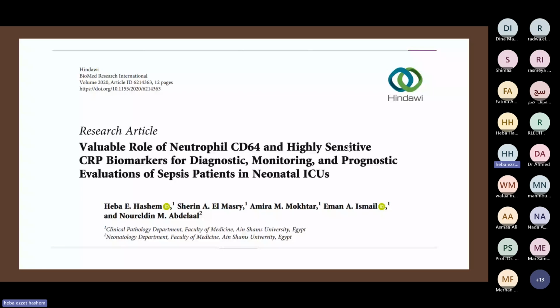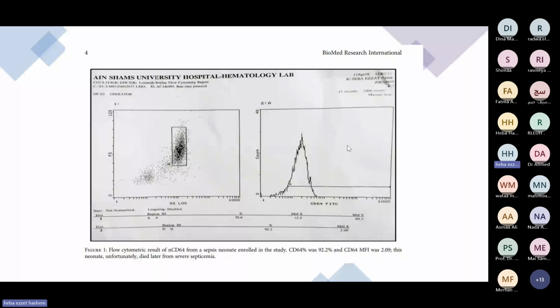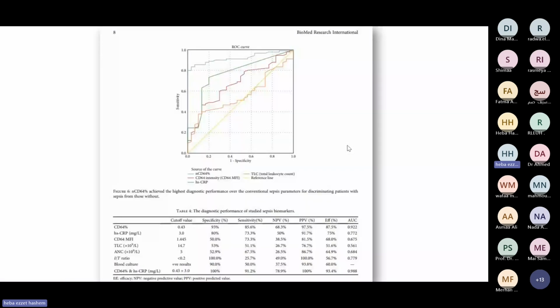It was under the supervision of Professor Amira Mohammed Mukhtar, Professor Shireen Ahmed Al-Masri, and Assistant Professor Nuruddin Abdelal, and it showed promising results for neutrophil CD64, comparable to the other conventional laboratory methods, showing higher sensitivity, specificity, and diagnostic performance. And the best combination was achieved by CD64 plus highly sensitive CRP, achieving high sensitivity and specificity.